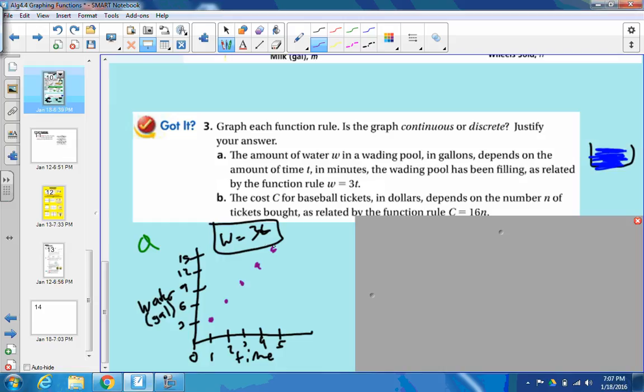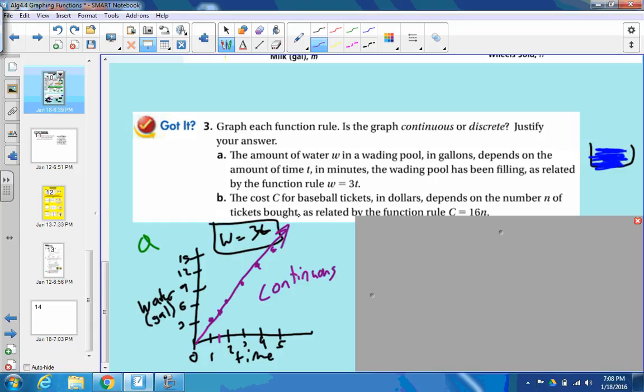Now, the question is, is this continuous or discrete? Could you have, in the middle here, for instance, 1.5? Could you have 1.5 minutes? And would it be right here? Well, yes, it would. After 1.5 minutes, it'll be between 3 and 6 gallons. So yes, this one would be continuous. All right? It makes sense that you could continue it between the time increments here.